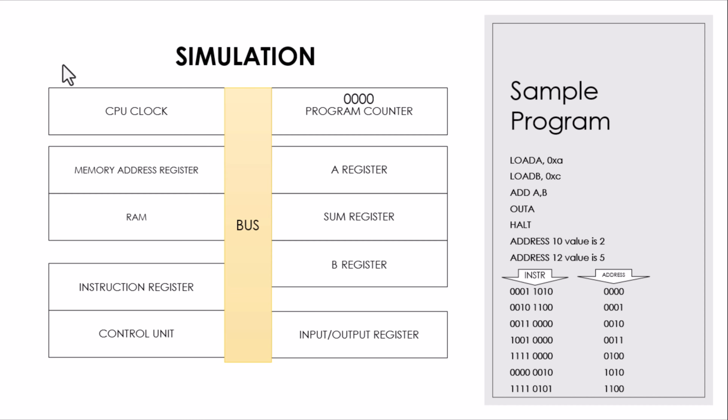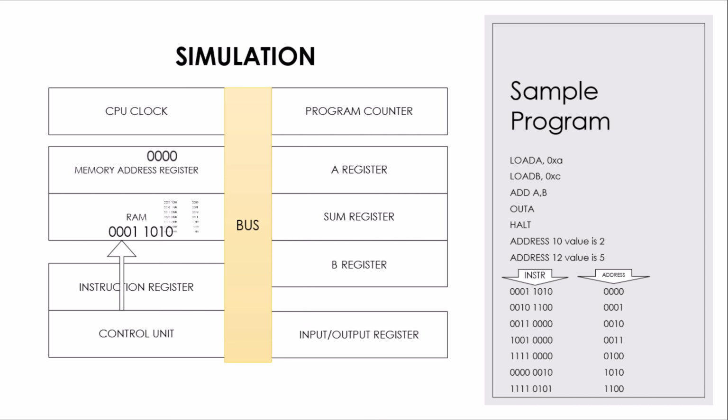Load A, value of memory address 10. Load B, value of memory address 12. Add registers A and B and store the results in A register. Output data in A register and halt the program. This gets loaded into the RAM and is executed as follows. Program counter out, memory address register in. Data on that RAM address is visible.